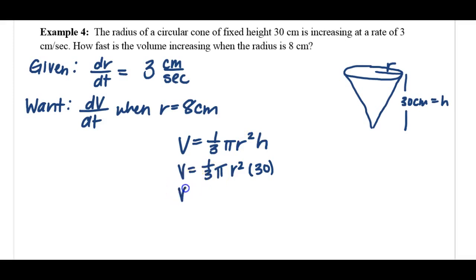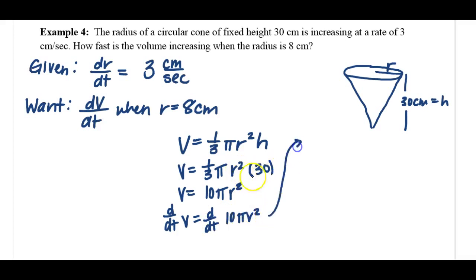So now let's rewrite this. Volume equals 30 times 1/3, which gives me 10. So 10 pi r squared is a lot easier to deal with. Now I take d/dt of both sides: d/dt of V and then d/dt of 10 pi r squared. The left side is dV/dt. And on the right side, r is the variable. The derivative of r squared is 2r, times 10, that's going to be 20 pi r. And then we need to include the dr/dt for implicit differentiation.